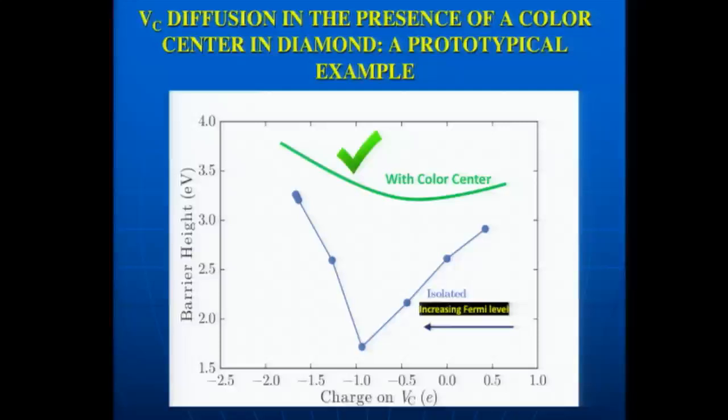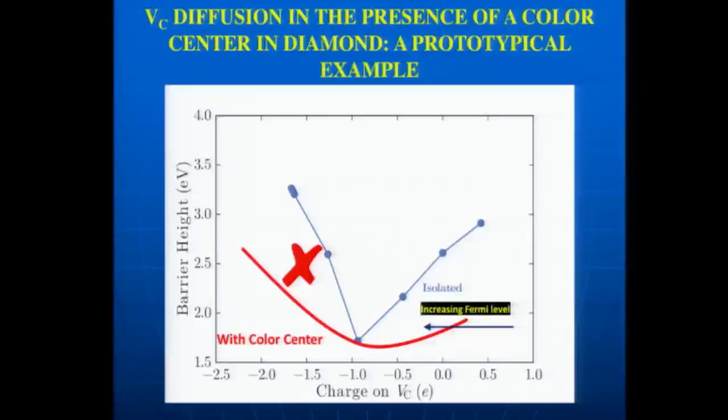That is, if you are a carbon vacancy, there is no great incentive for you to approach a stationary color center and form a complex with it. If, in fact, the reverse turns out to be true, if the calculated result of the barrier height of a carbon vacancy in the presence of a color center has this feature, then you're in trouble. Because that means that the barrier height for diffusion is much less than it is for the isolated carbon vacancy, and there's a greater chance that these carbon vacancy color center complexes will form.